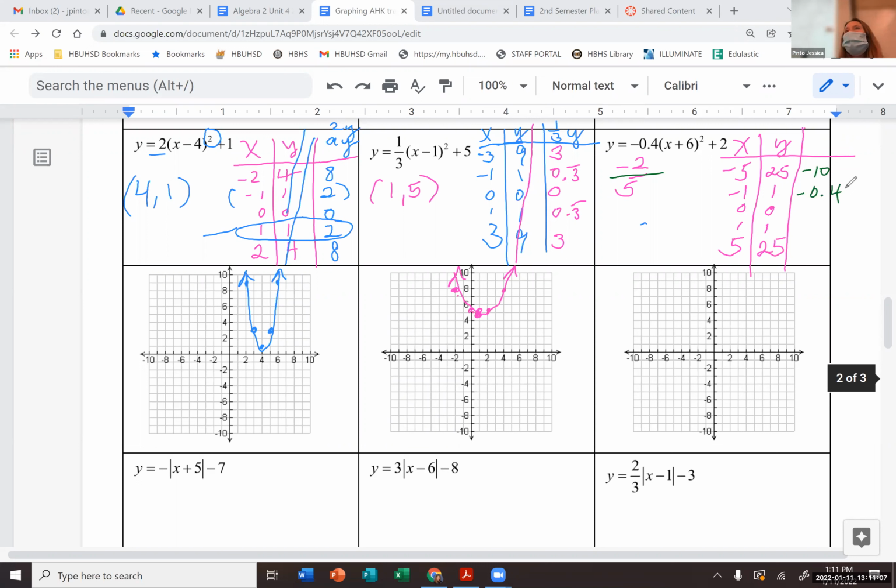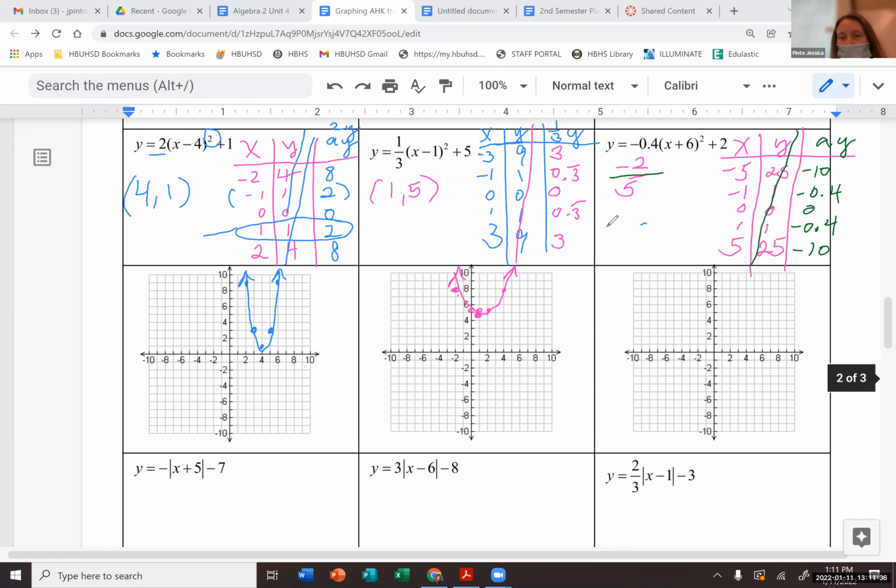It's easier for me to graph decimals than fractions. Still 0, still negative 0.4, and then still negative 10. This is my AY side. So now that I've calculated these values, slash out the Y so I don't get confused. Gentle slash. Thank you for your help. I don't need you anymore.